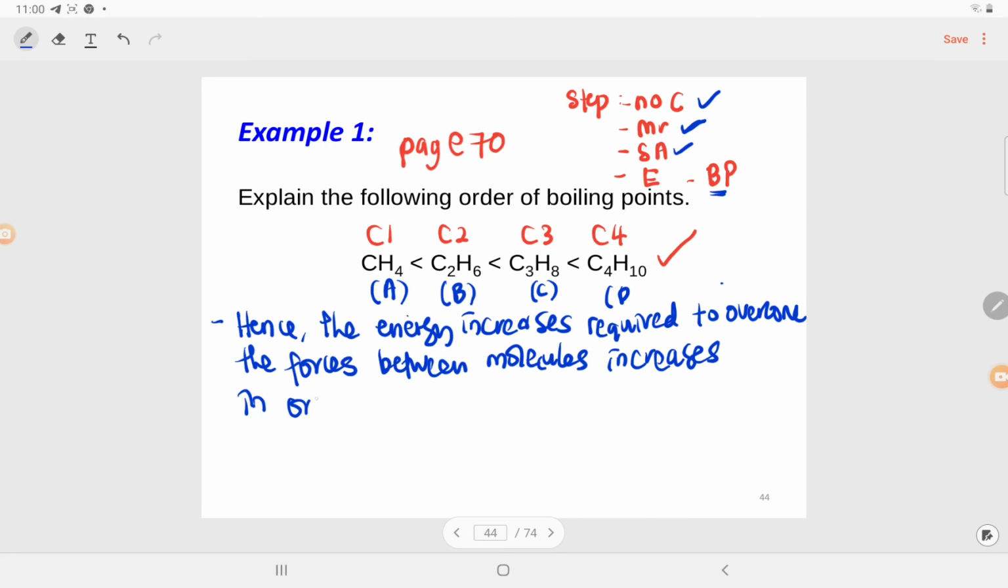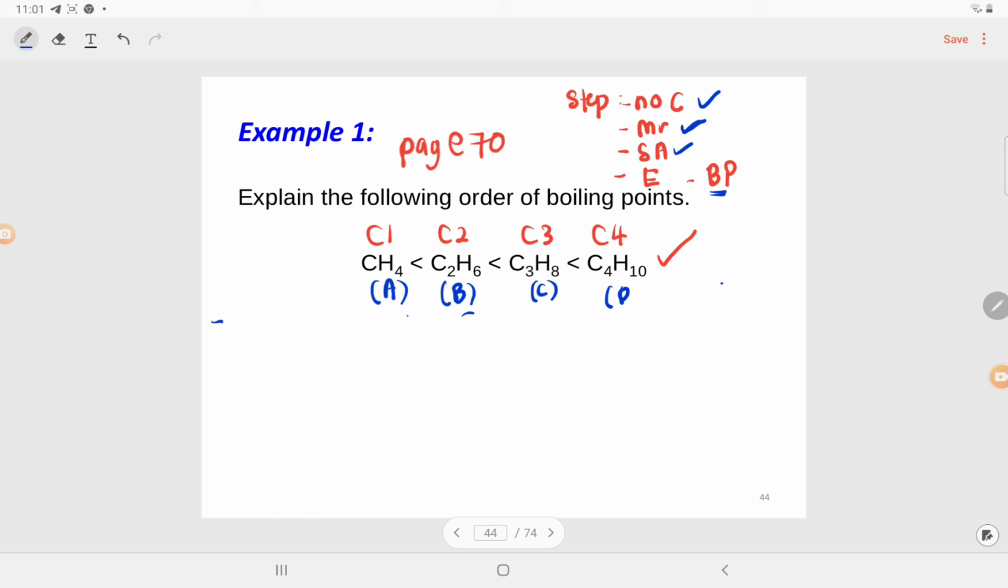in order of, arrange them again, CH4, C2H6, C3H8, and finally C4H10. And lastly, we can make a conclusion, hence C4H10 has the highest boiling point.